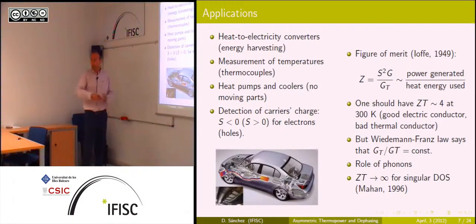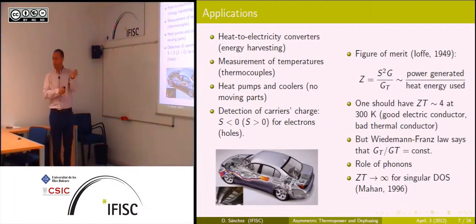But of course, what happens when you include electron-electron interactions? Then this law is no longer true. Experimentally, it seems that it works rather well both in the high and the low temperature regimes. In intermediate regimes, there are deviations from this rule, and then this ratio becomes temperature dependent. And so there is some hope that this can be changed.